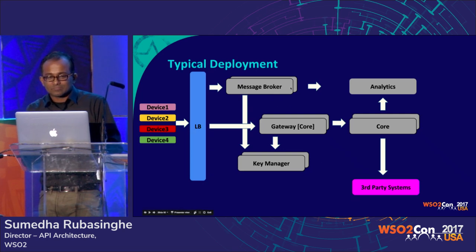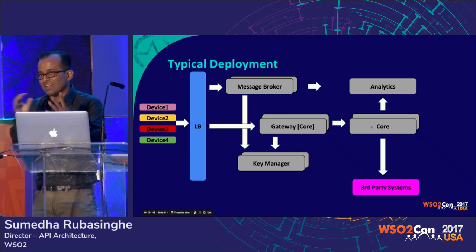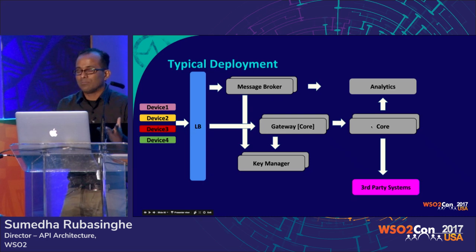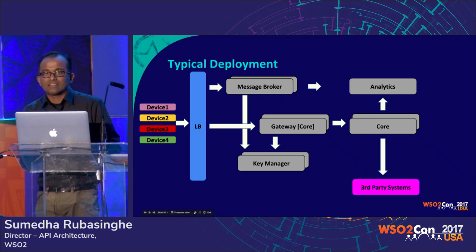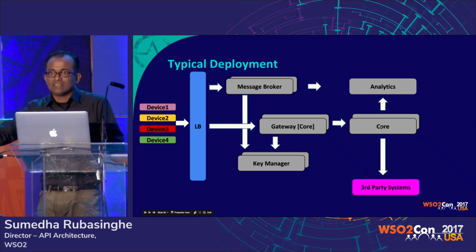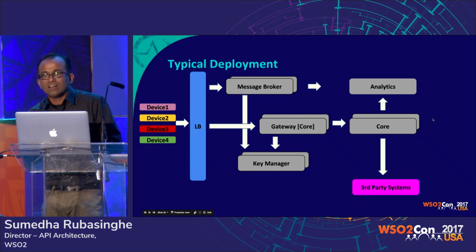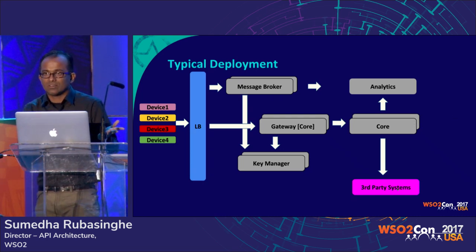And then this data can be processed by the core, which is where the actual endpoints are running. So it could be a JAX-RS service that is dealing with some of the data that this device is sending and processing it, so that it detects whether to call another device or whether to call a third party system, do something and respond, right?